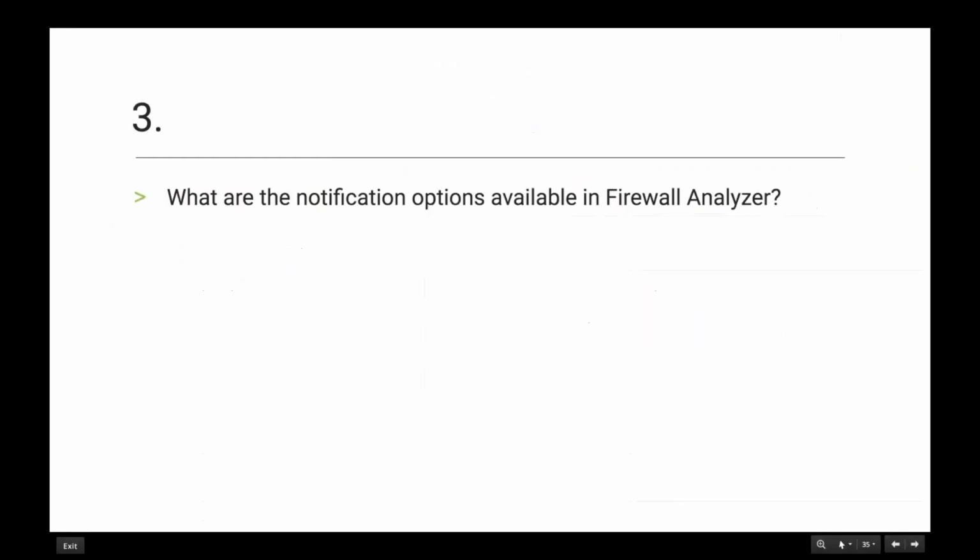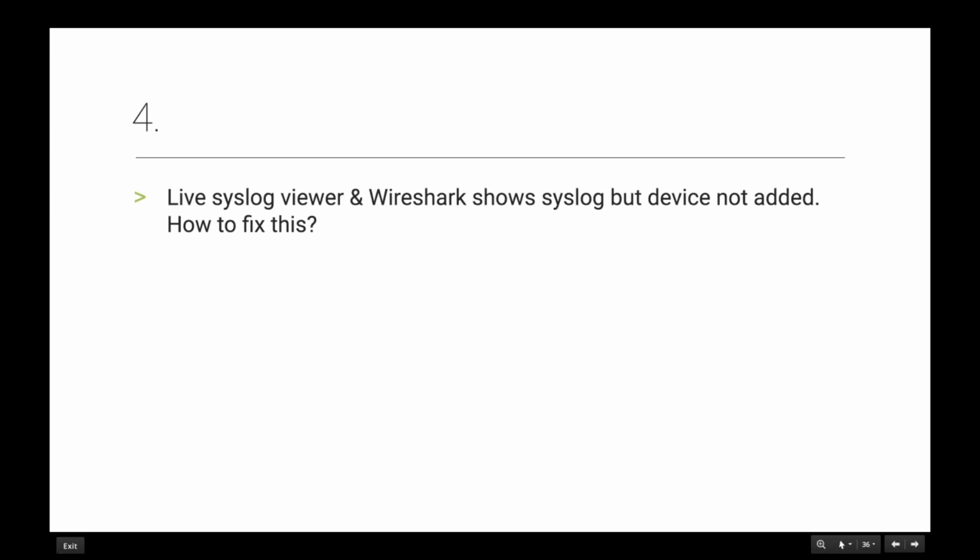Then the fourth question is: the live syslog viewer and Wireshark show that syslogs are coming in, but the device is not getting added. How to fix this? Here we understand that the logs from the firewall are actually coming, but the firewall is not getting added in Firewall Analyzer automatically. Ideally, it should add the firewall automatically the moment it receives the syslogs, but that's not happening. What to do? In this situation, we have to understand whether the logs are in the supported format or not.